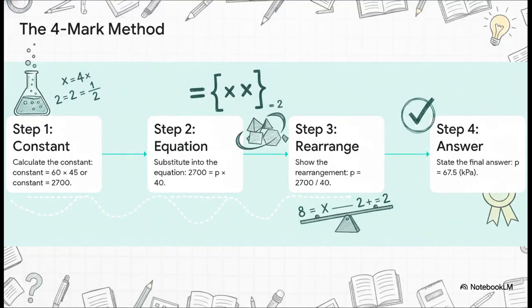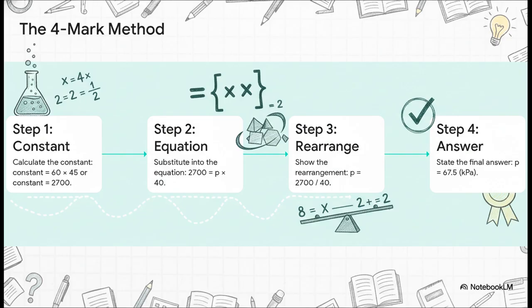Okay, let's walk through this. Your first mark comes just from calculating the constant. Boom, 1 mark in the bank. The second mark is for correctly putting that value into the equation. Now, your third mark, and you would not believe how many people miss this, is for showing the rearrangement. Don't just do it in your calculator or in your head, write it down. And finally, the fourth mark is for the correct answer.